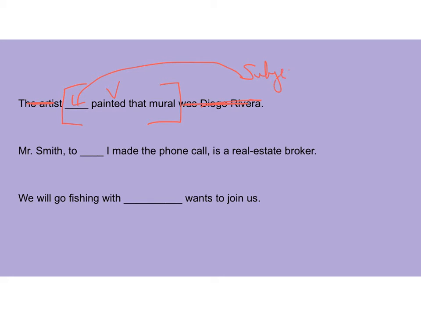That means if I do my test, he should work, she should work. Well, in this case, I know it's Diego, so it's he. So he painted the mural? Yes, sounds good. It's a nominative case pronoun. So I'm going to go with who.